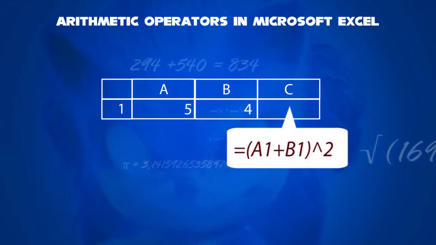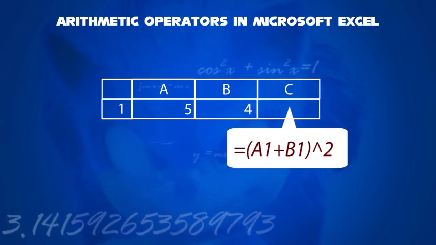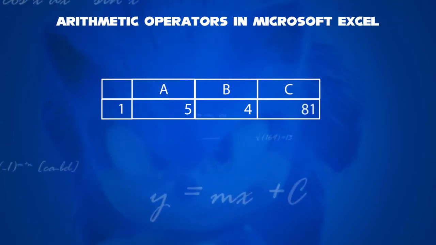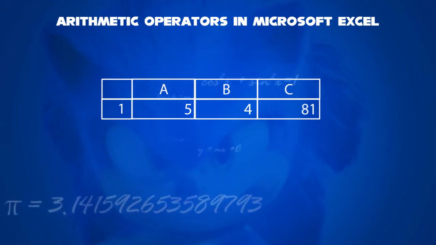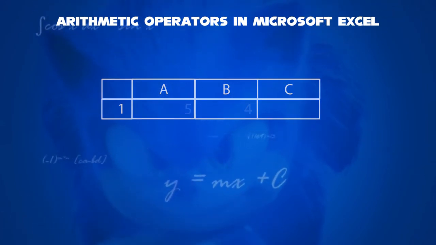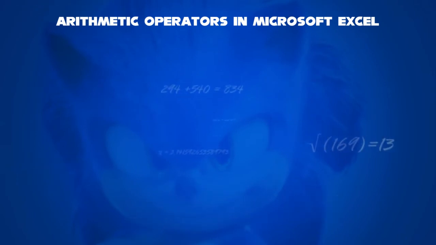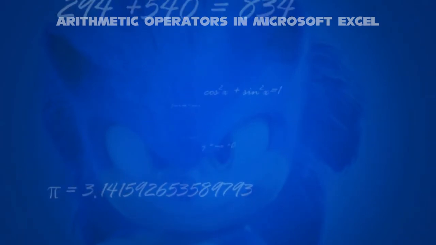With the use of addition in parentheses, say A1 plus B1 in the entire squared, or 9 squared, equals 81. You can similarly try the rest of the operators as said before. So, this video is about arithmetic operators in Microsoft Excel.